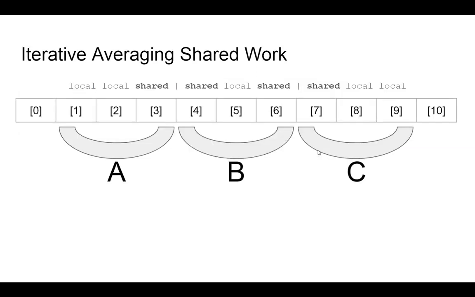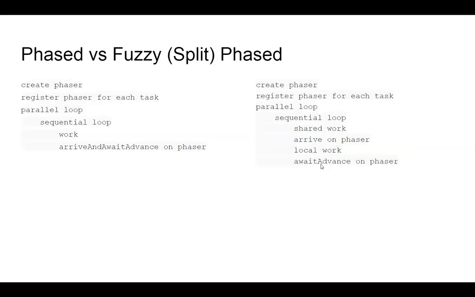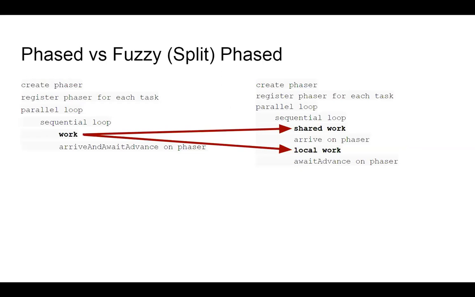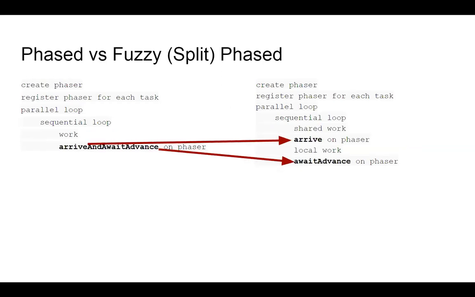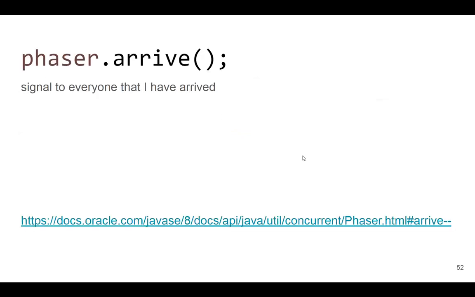And again, it's less motivating here because there's only 3, but I want you to imagine 1 million in here where there's just 1, right? Do that local work, then you'll wait on your neighbor, right? And so this allows you to do this fuzzy split phase situation. And that's how that works. We just split both the work up into 2 spots, and then the arrive and the wait advance get split up.